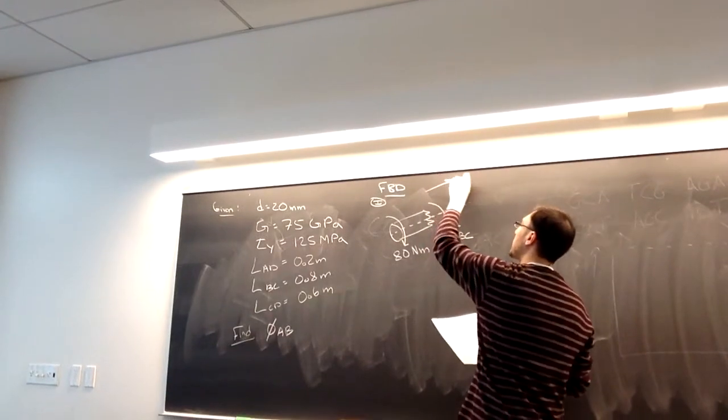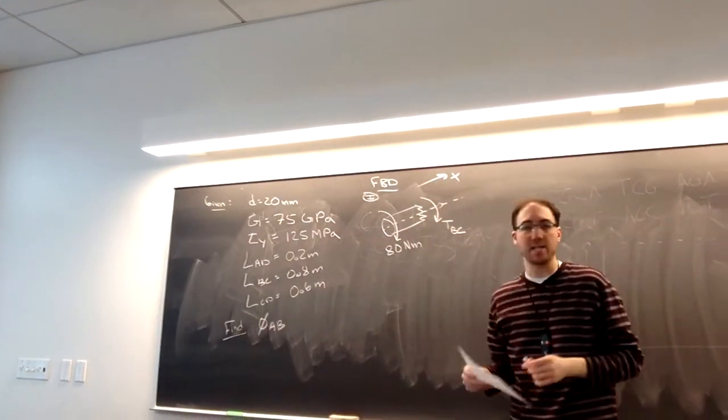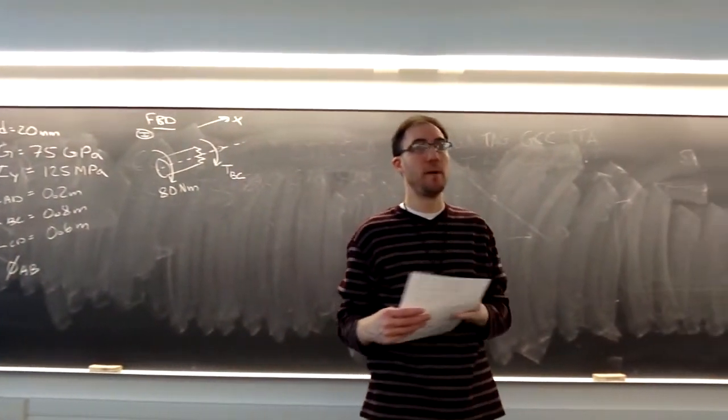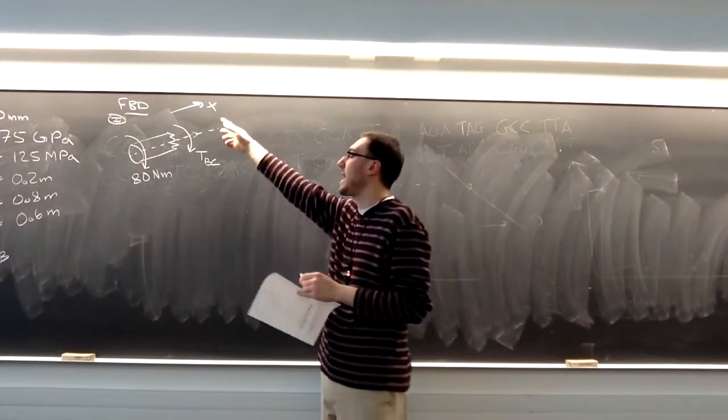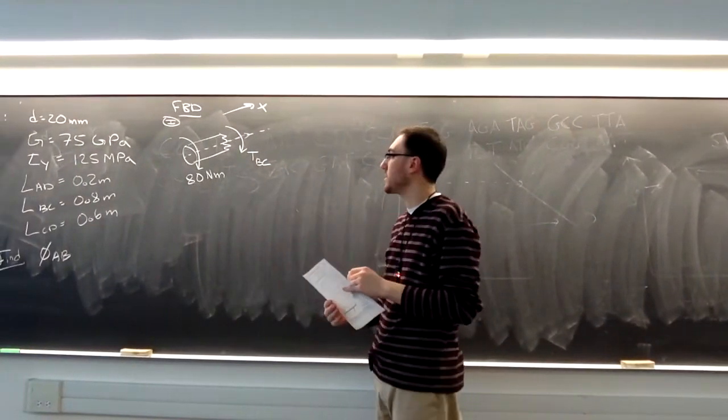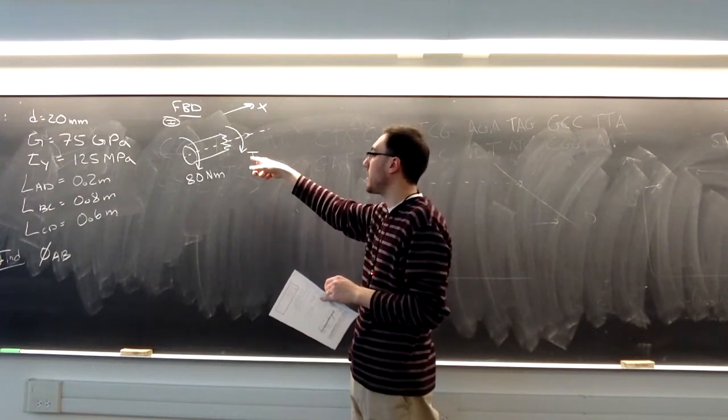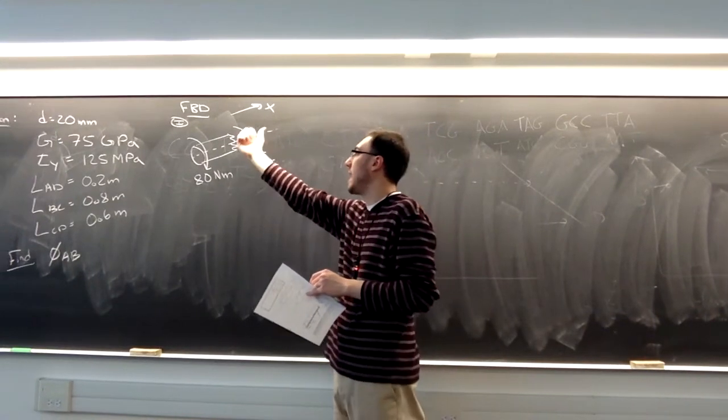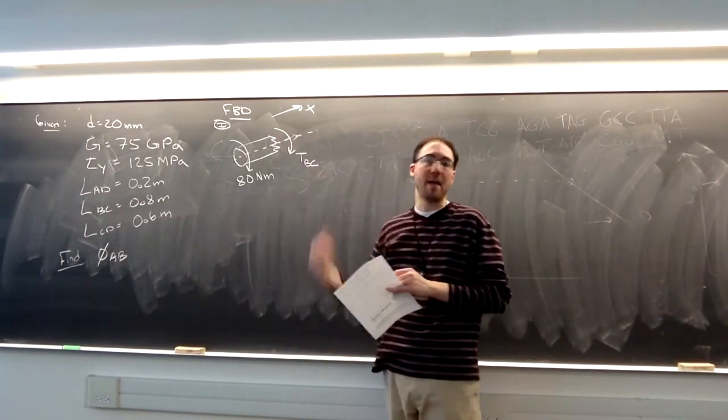And for convenience, I'll make that my x-axis. So when I do my sum of moments, I know if it's positive around that x-axis or negative around the x-axis. But again, the direction of the internal torsion only has to do with the outward normal from that cut surface.